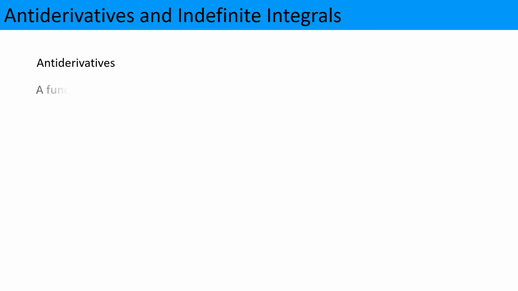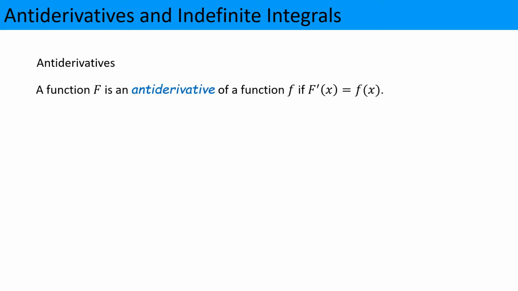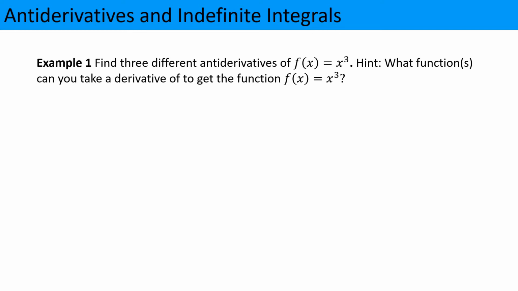Antiderivatives. A function denoted by uppercase F is an antiderivative of a function denoted by lowercase f if uppercase F prime of x equals lowercase f of x. Example, find three antiderivatives of f of x equals x cubed. Hint, what functions can you take a derivative of to get the function f of x equals x cubed?